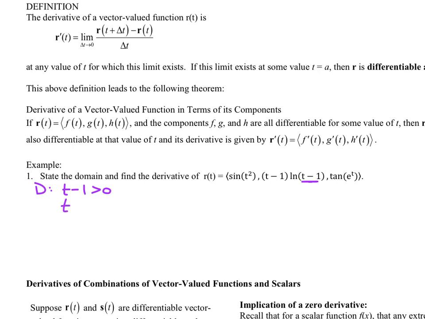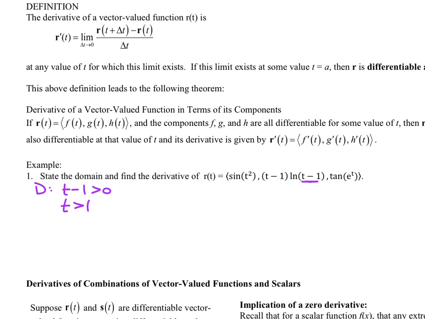So that means t itself has to be greater than 1. All right, so we got that piece. The sine function I'm not worried about because the sine function is everywhere continuous. You can rely upon prior knowledge. Like you don't have to reinvent the wheel. If you know something is true, like polynomial functions are always continuous, you don't need to prove that every single time.